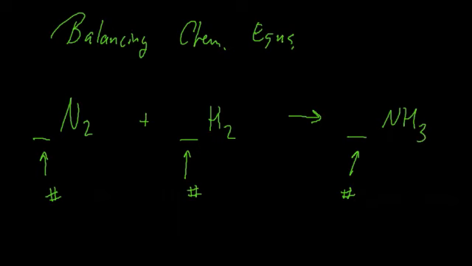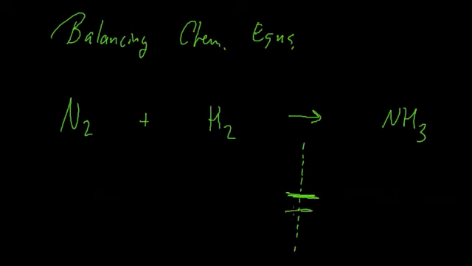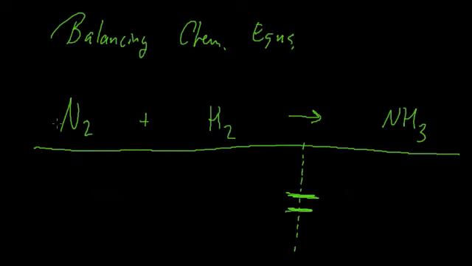All right, so let me show you a way to see this. Let's put a big equal sign there, and let's put a line here. Now, if you don't have a number, you know it's understood to be 1. So we're going to write N2 as N bonded with N. I'm not doing Lewis dot structures. We have H bonded with H, and we have N bonded with 3 H's.